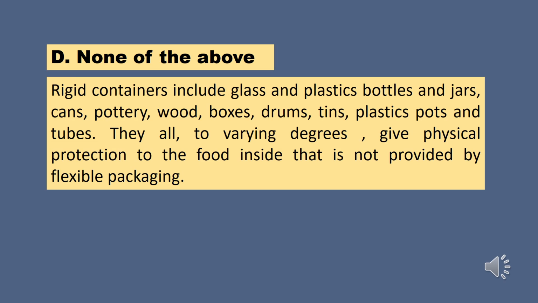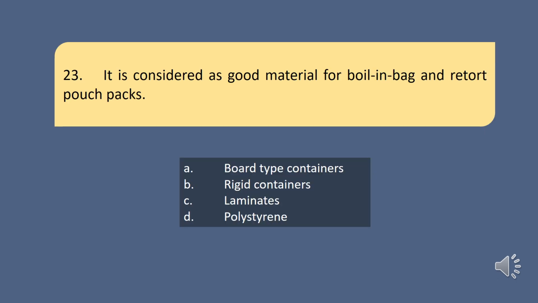None of the above. Rigid containers include glass and plastics bottles and jars, cans, pottery, wood, boxes, drums, tins, plastics pots and tubes. They all, to varying degrees, give physical protection to the food inside that is not provided by flexible packaging.